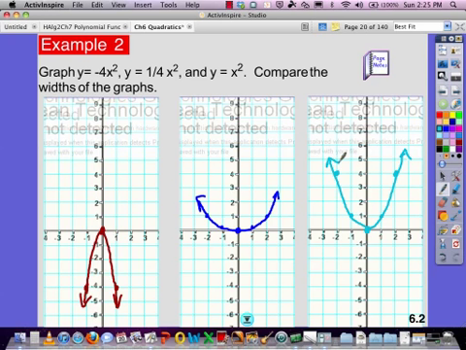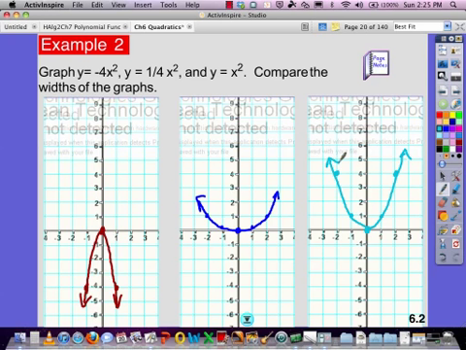And it says compare the widths of the graphs. You should be able to tell me something about what we just learned. We knew every single one of them went through the origin. 0, 0 was on all of them. We knew the first one went down. That was the A value we learned about already. We knew the second one went up. We know the third one went up. But now we should be able to know more about what happened with the widths.